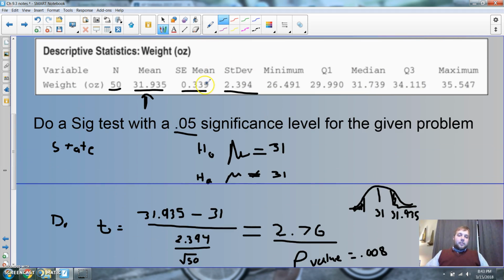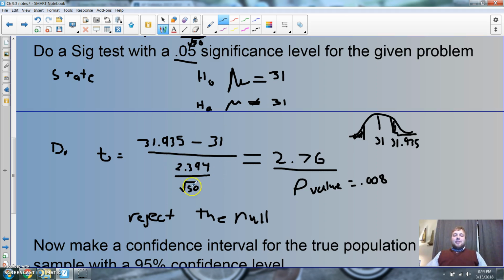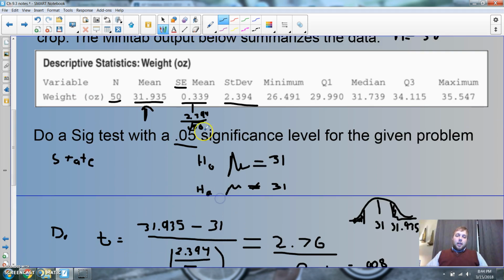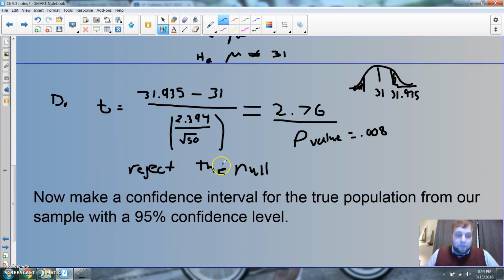Now, here's the funny part, because you see I underlined this, and you might ask what the SE mean is. Actually, it's kind of cool. Standard error is 2.394 divided by the square root of 50. So they've already calculated that for me. That's my standard error, this part down here. So instead of putting this down here, I could have literally just put in 0.339. Same thing. That's kind of cool.